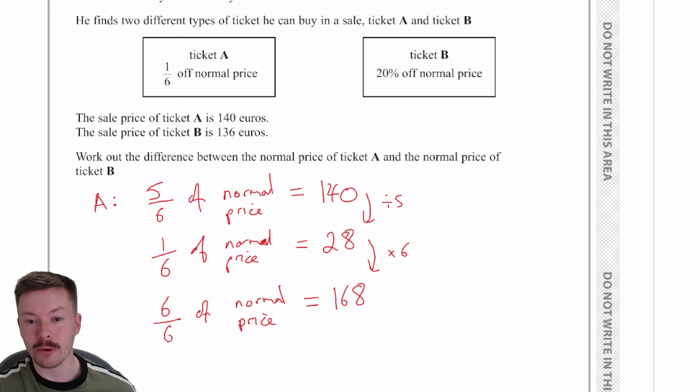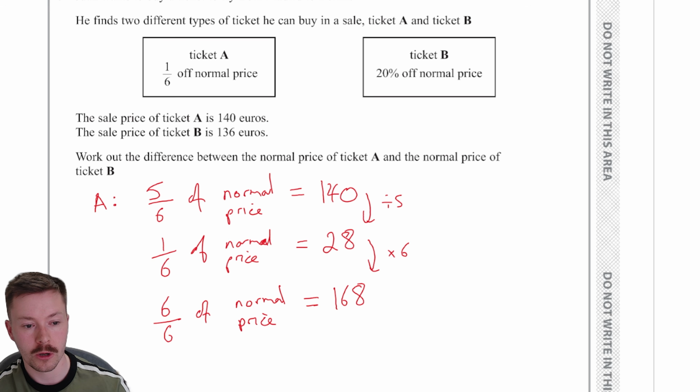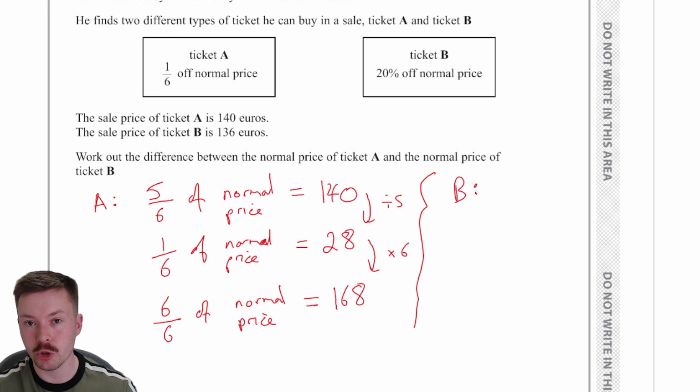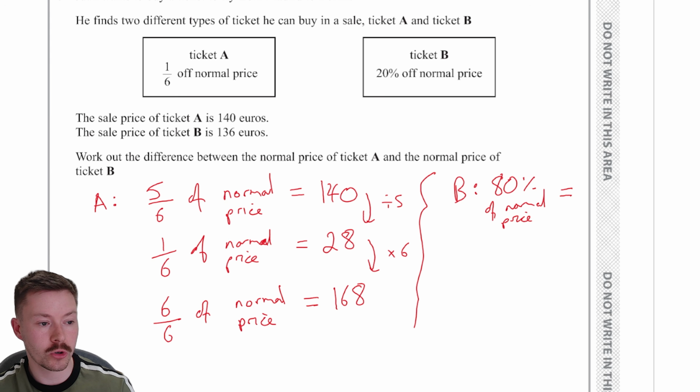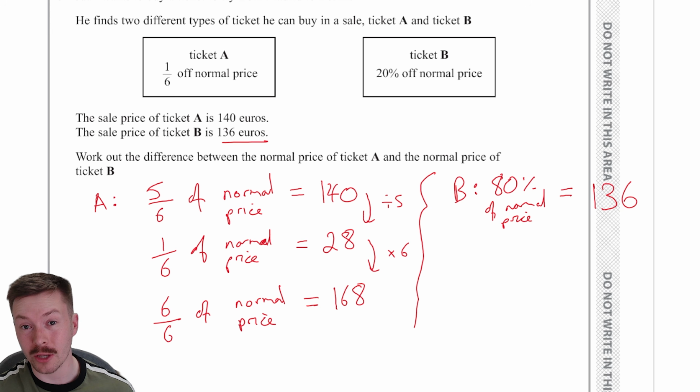Now you can do a very similar thing with the percentages. So I'll try and fit it in just next to it here so we can see. So we've got B. Now, 20% off the normal price. That means we are left with 100% take away 20% is 80%. So 80% of normal price is equal to 136 euros. There's a few ways we could do this. I'm going to divide by 8 to get 10%.